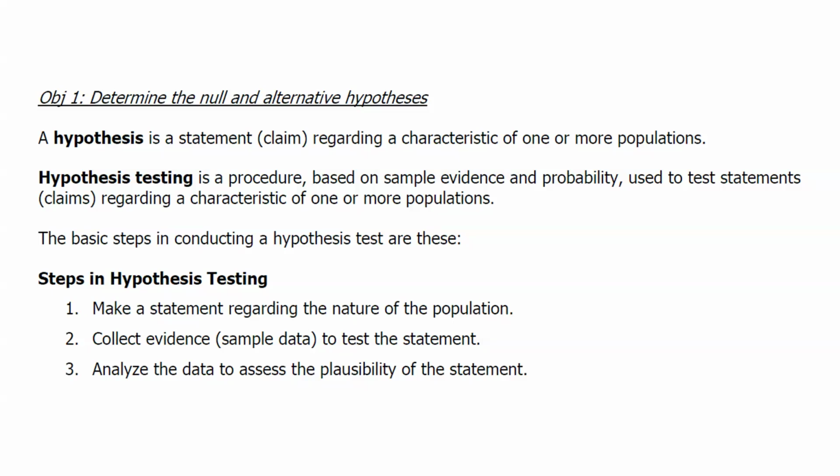Think of it like a trial. We start with an assumption, innocent until proven guilty. We collect evidence, which is the sample data, and then we decide if the evidence is strong enough to change our minds. Now, the steps in hypothesis testing are 1, make a statement regarding the nature of the population. 2, collect evidence like the sample data to test the statement. And 3, analyze the data to assess the plausibility of the statement.